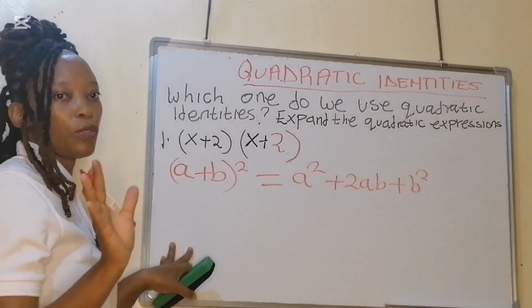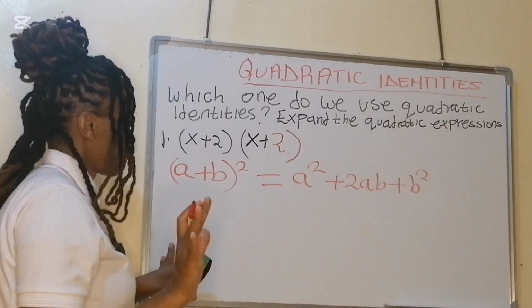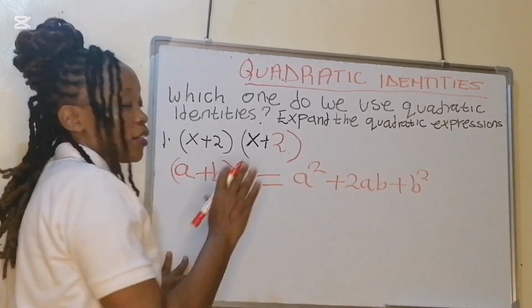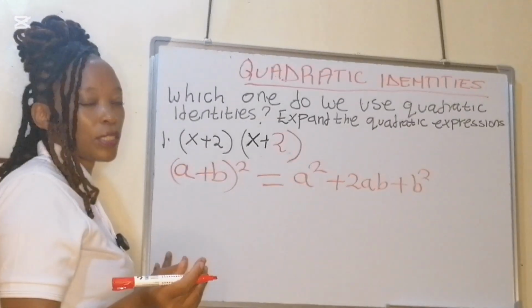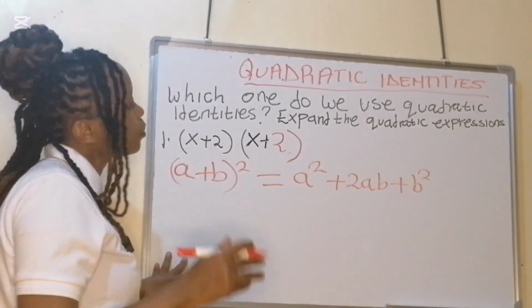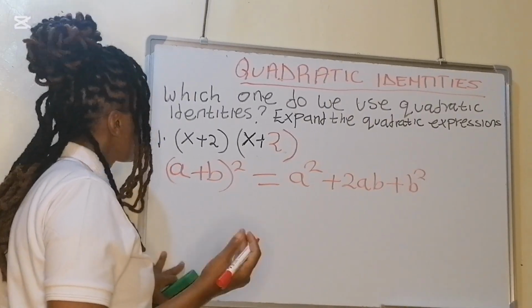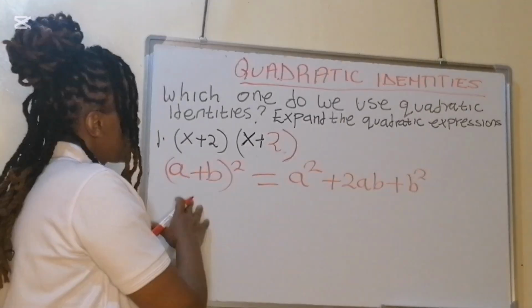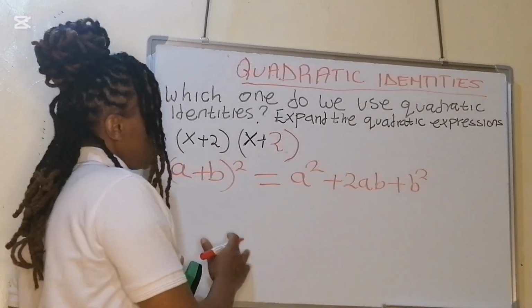Listen to the first video and you will understand those quadratic identities. So we have this quadratic identity. I also told you that this quadratic identity is in your mathematical table. So you are supposed to know how to use it, and even when to use it and where to use it. This is a shortcut. You do it very fast and you expand.